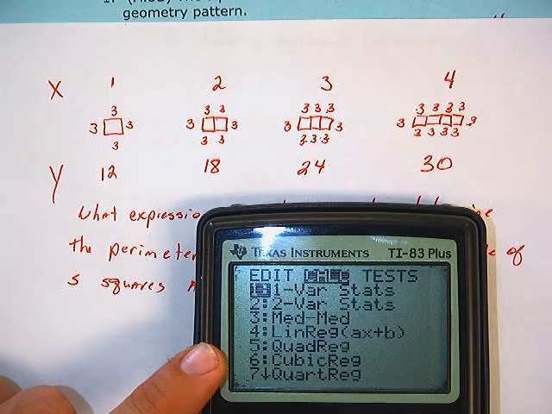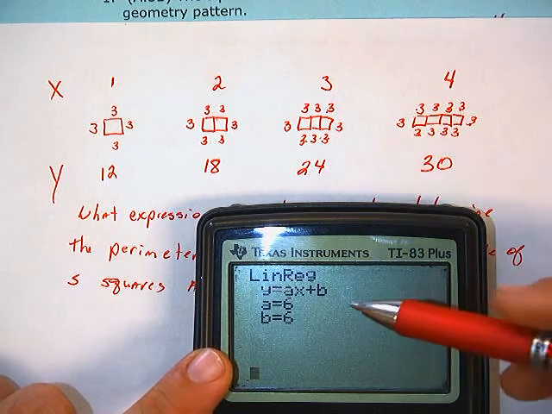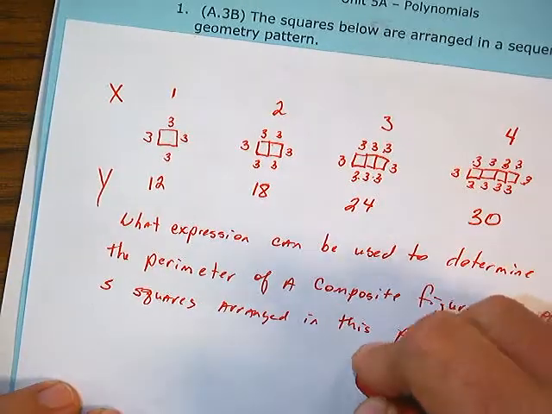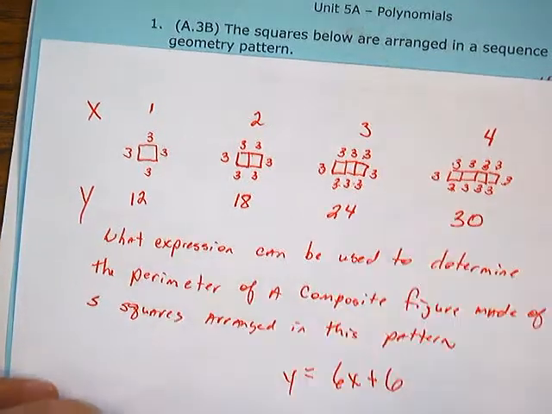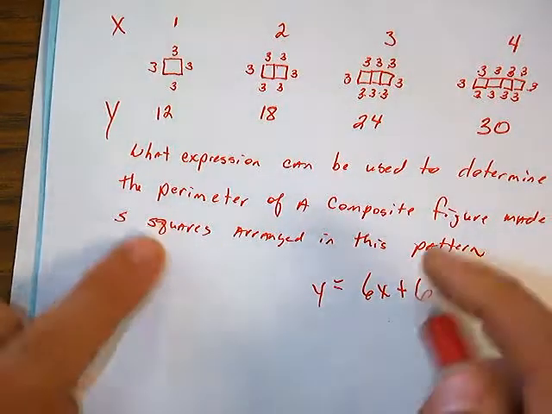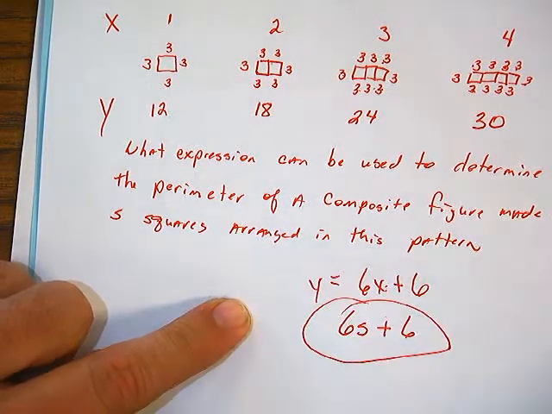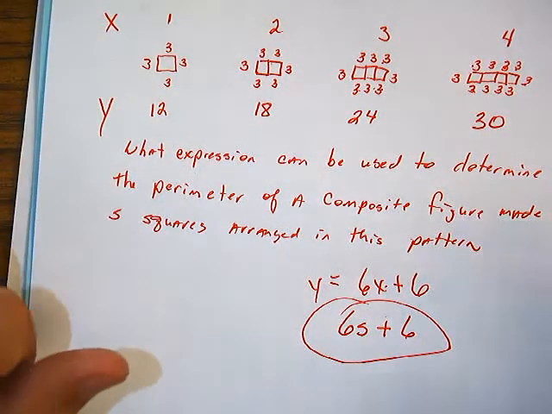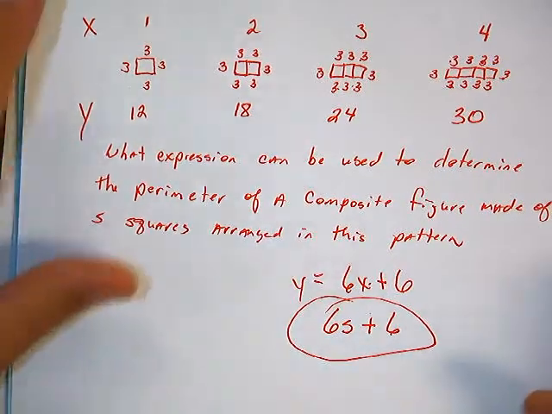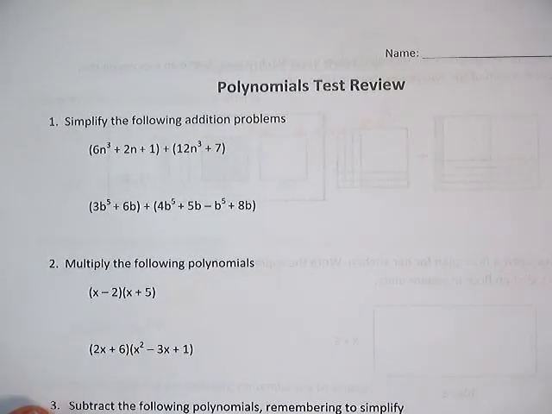Stat, calc, number 4. So y equals 6x plus 6. That's my equation, or an expression using s for the sides would be 6s plus 6. If it's multiple choice, you just look for where it said 6s plus 6. That would be your correct answer. Now on to, oops, that's a test. Can't look at that. On to the review.